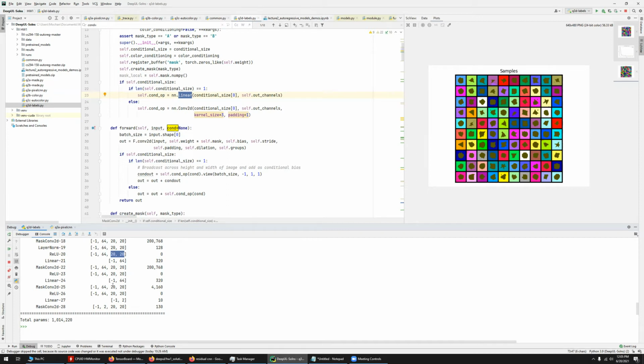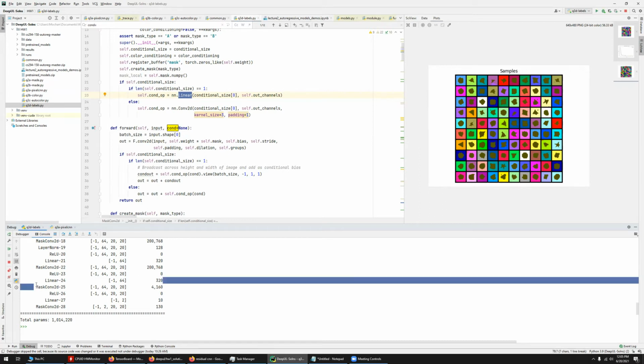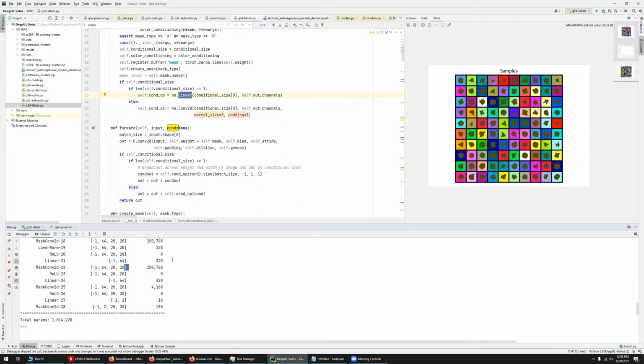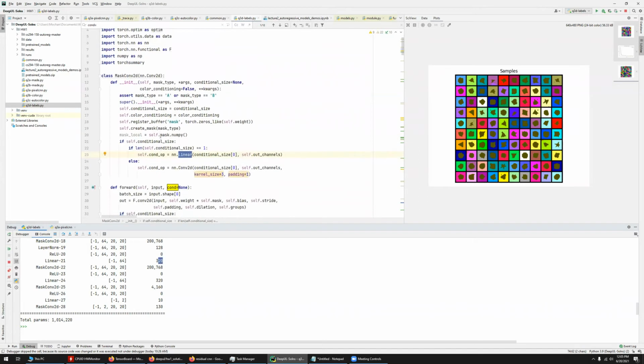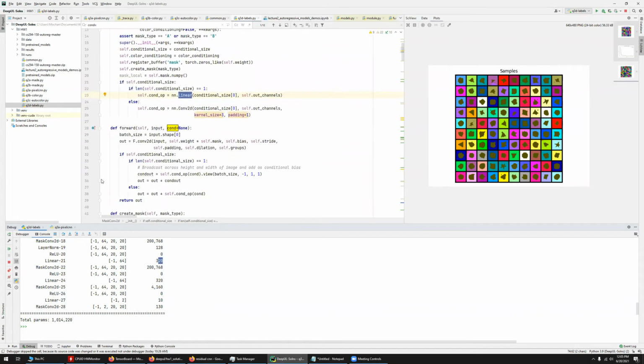Right, and this is done for each and every layer. So this linear layer, this linear, all of them get the same value. So this is the part where they say it's broadcast over H and W and then added in per channel. That's what we are doing here.